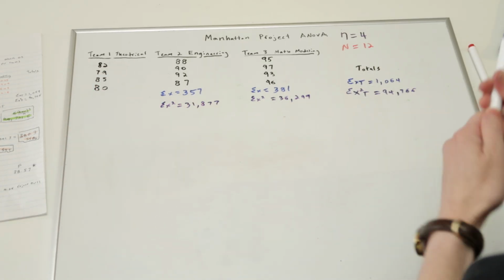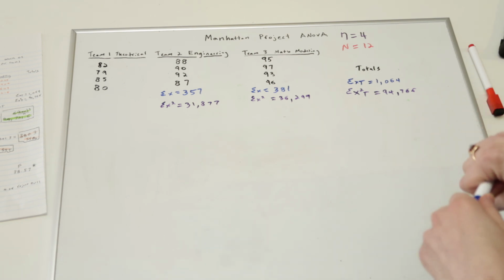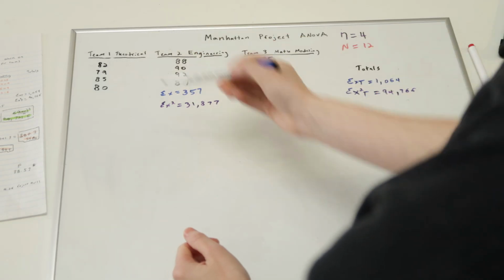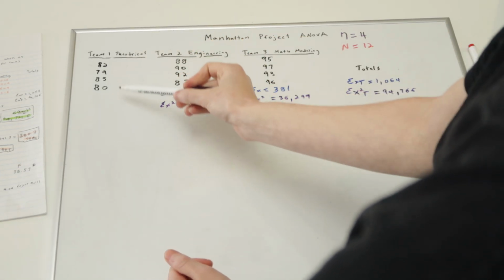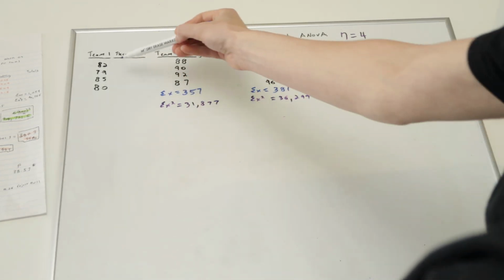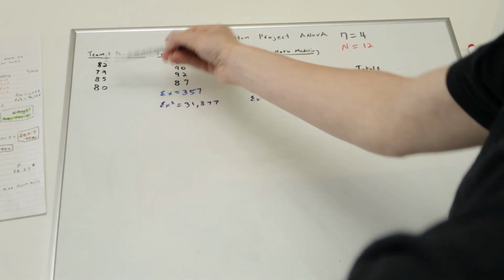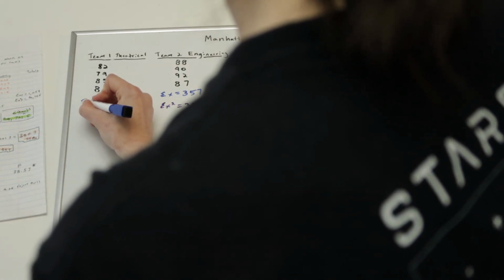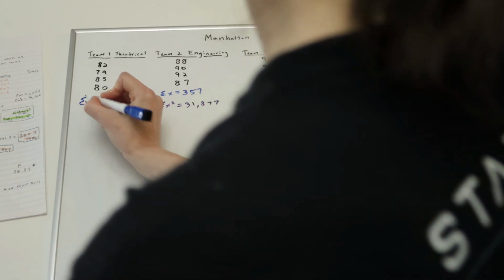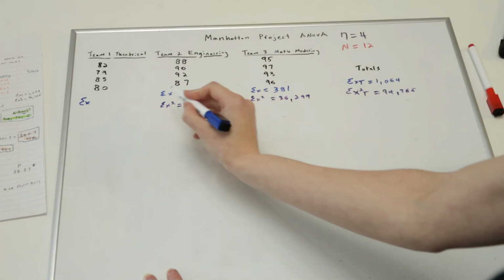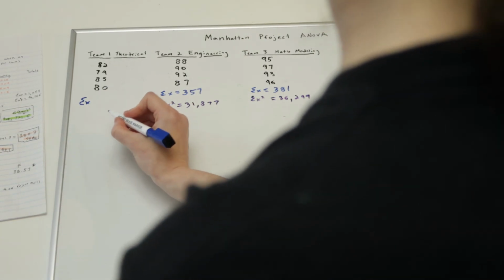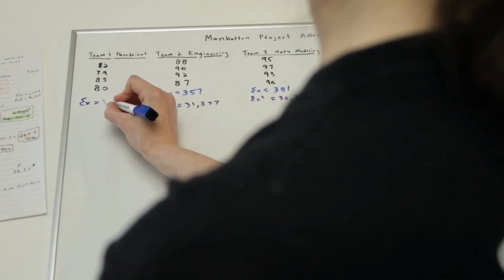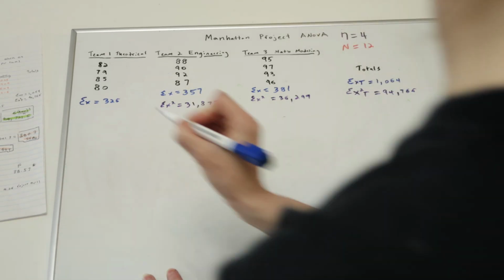So the first thing that you want to do is add up the scores. So this is the sum of scores. So you're going to add up 82, 79, 85, and 80. And when you add that up, the sum of scores, which is that ΣX notation, it equals 326.